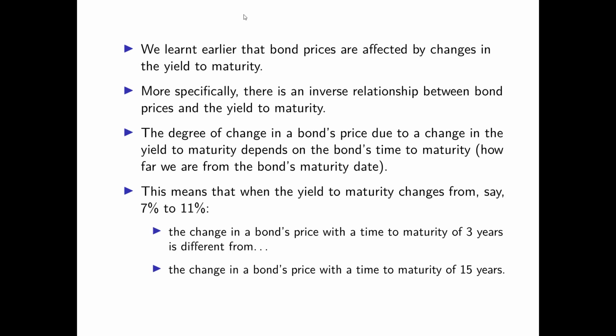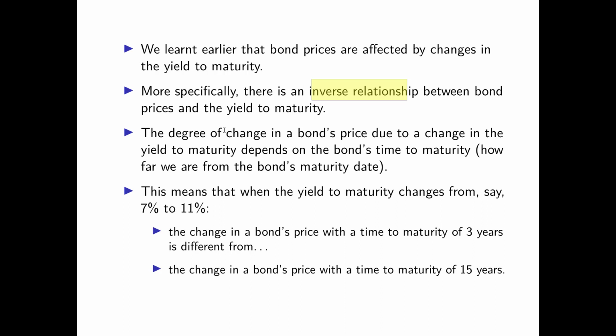So we learned earlier, by the way, this is the past form of to learn written in British English. Okay, so we learned earlier that bond prices are affected by changes in the yield to maturity. There's an inverse relationship. When the yield to maturity goes up, the price of the bond goes down, and vice versa.